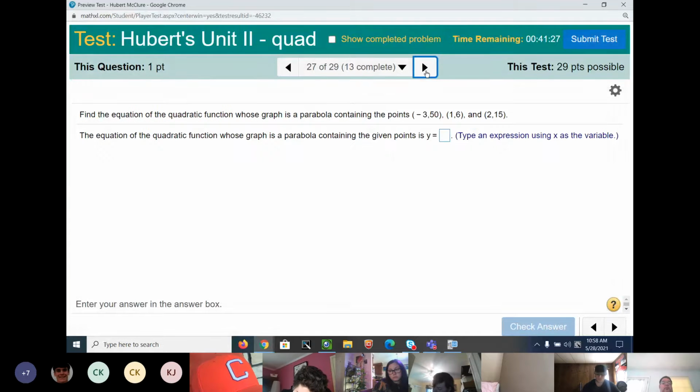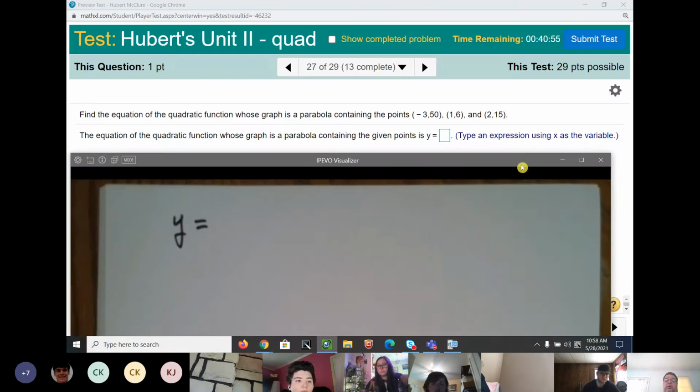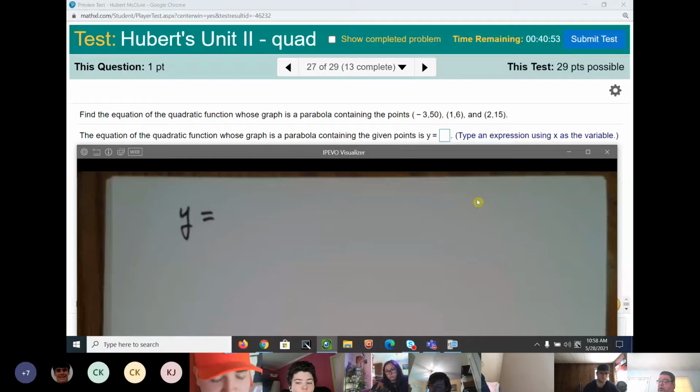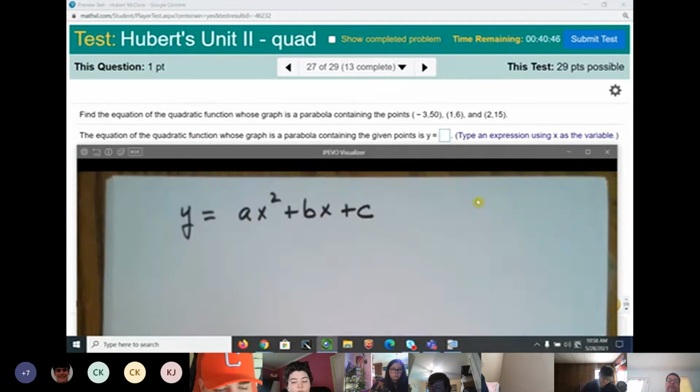Next, find the equation of the quadratic function whose graph is a parabola containing the points (-3, 50), (1, 6), and (2, 15). Now, we didn't go over one of these, but I'll go over it with you. Okay, you know that y is equal to ax squared plus bx plus c, right? You know that for a fact.